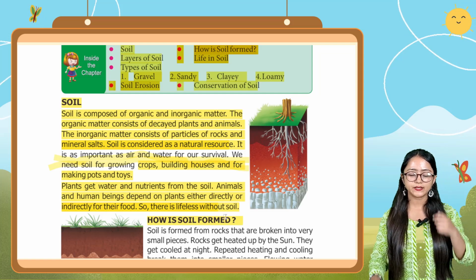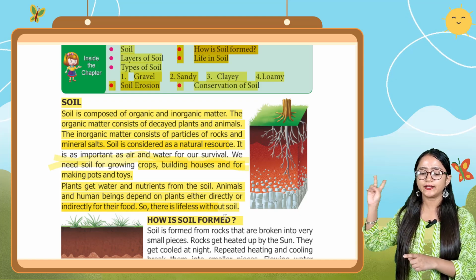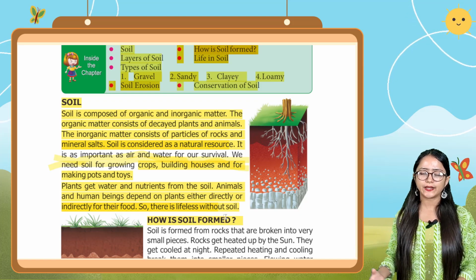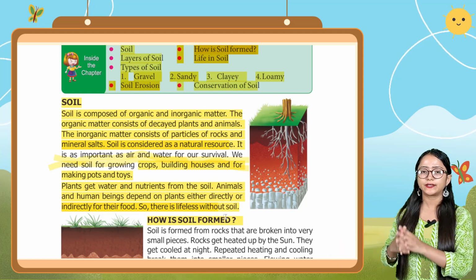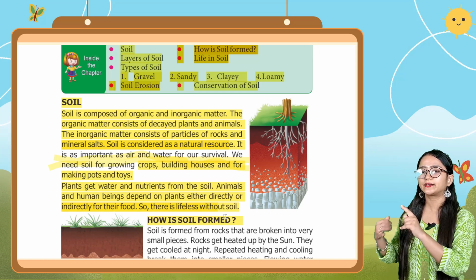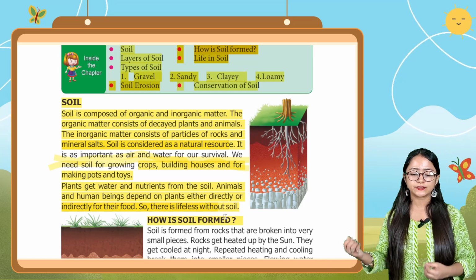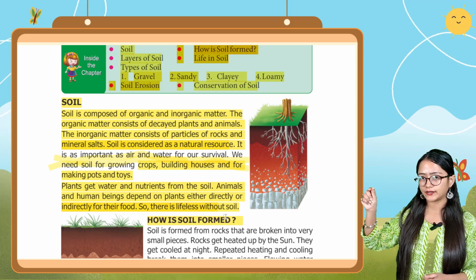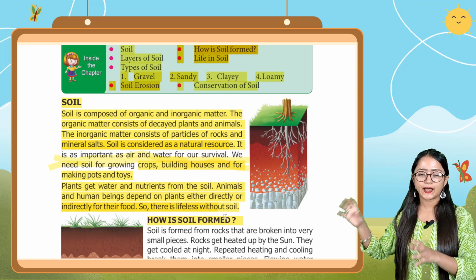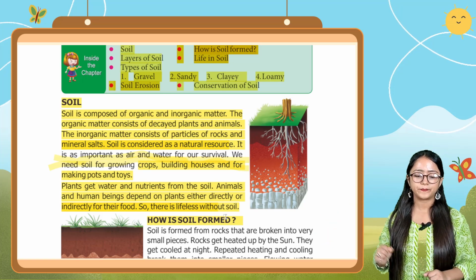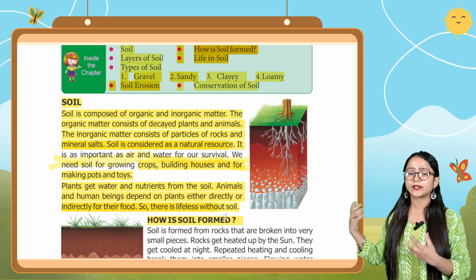So that means soil is composed of both organic and inorganic matter. The organic matter consists of decayed plants and animals, like dead plants and dead animals. The inorganic matter consists of particles of little rocks and mineral salts. Soil is considered a natural resource. It is not a man-made one. It is a natural resource.